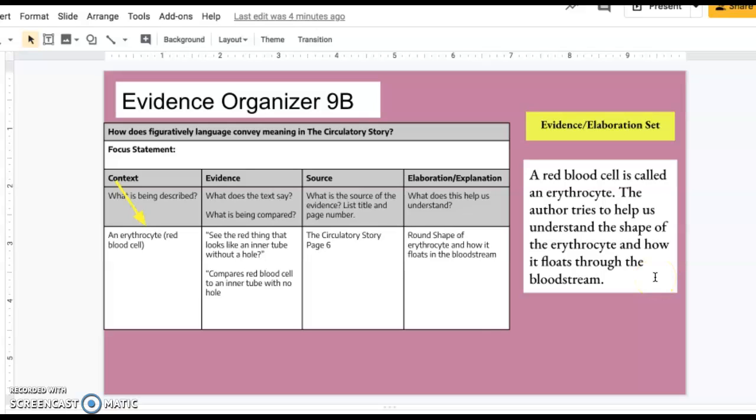A red blood cell is called an erythrocyte. The author tries to help us understand the shape of the erythrocyte and how it floats through the bloodstream.